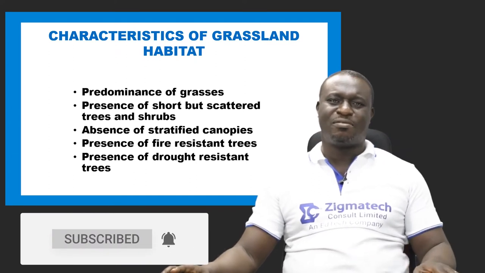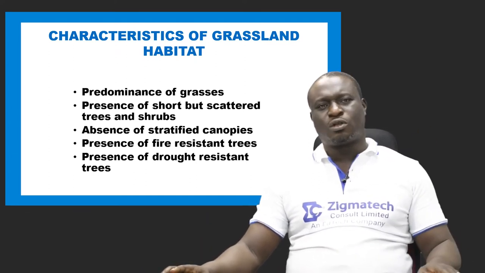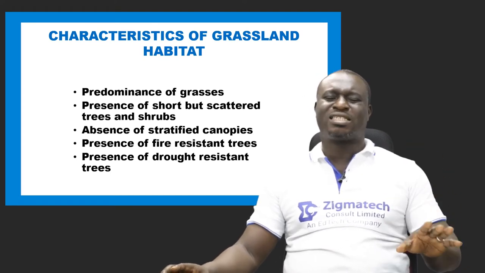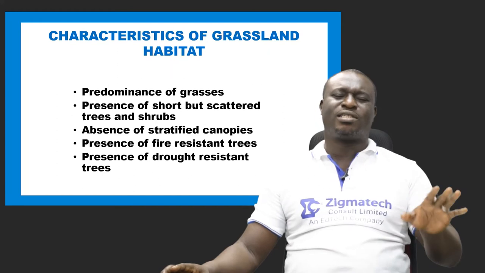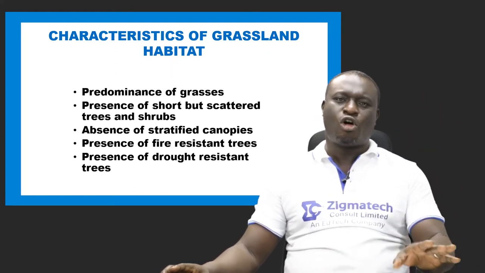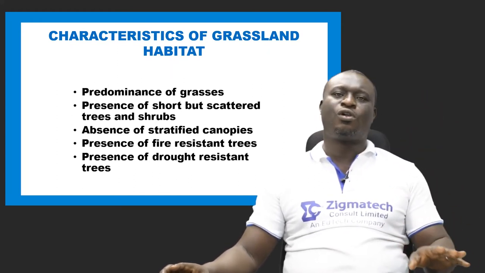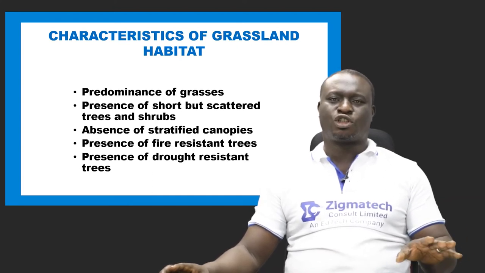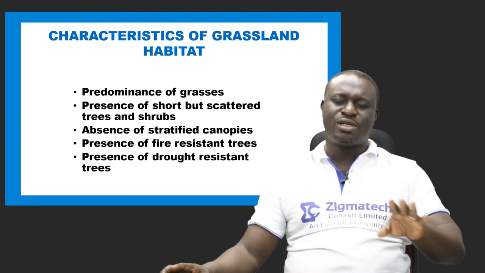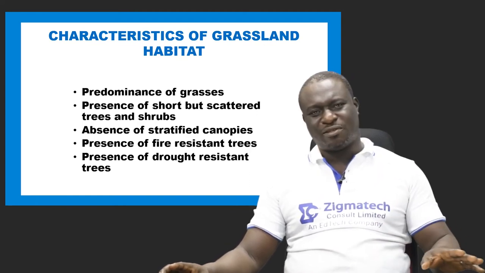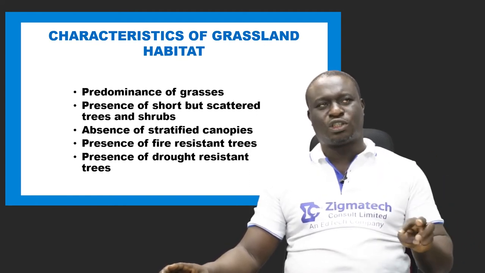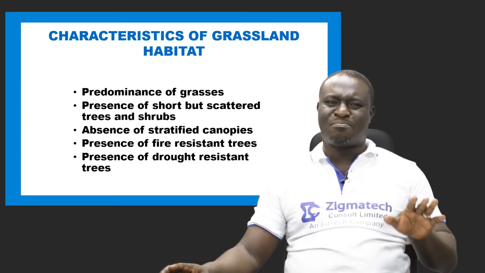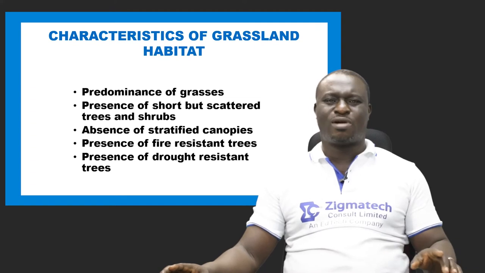Characteristics of grassland habitat. Number one, what you see dominant in a grassland habitat is the presence of tall grasses. Number two is presence of short but scattered trees and shrubs. It's in the definition. They are present in a grassland.